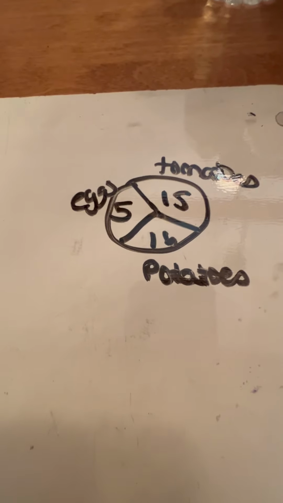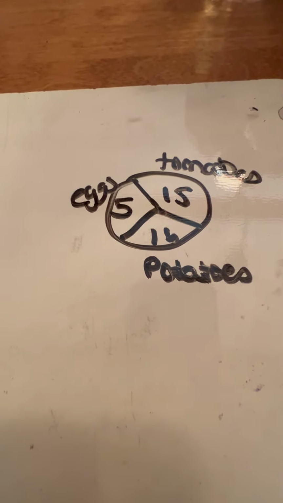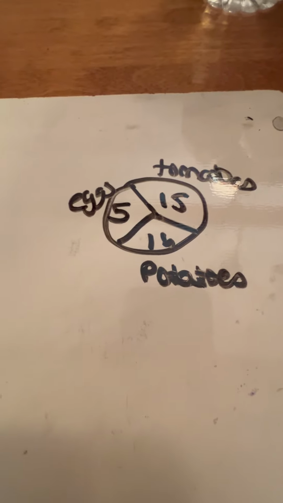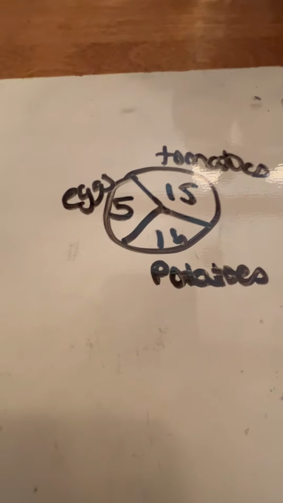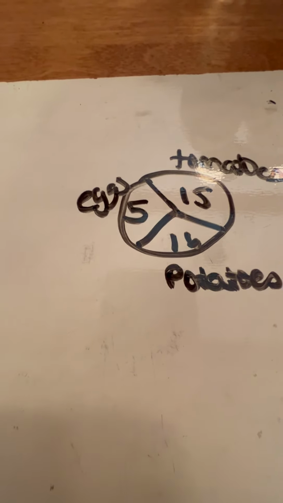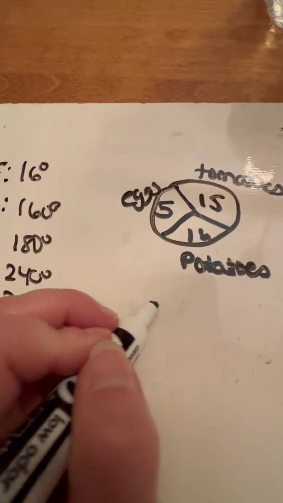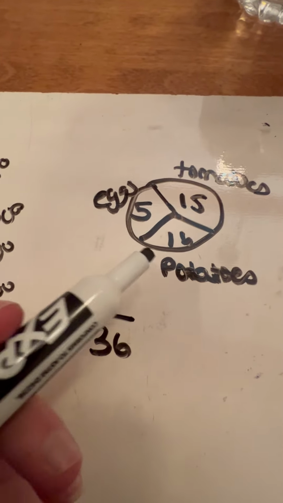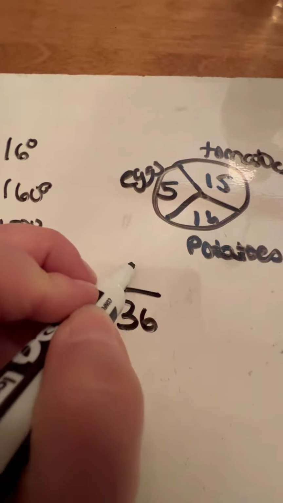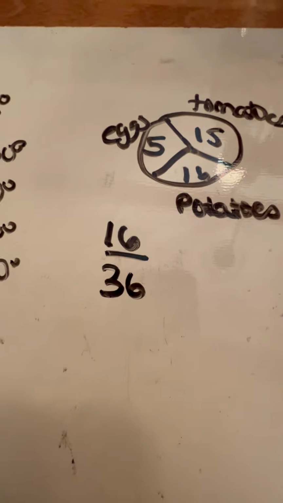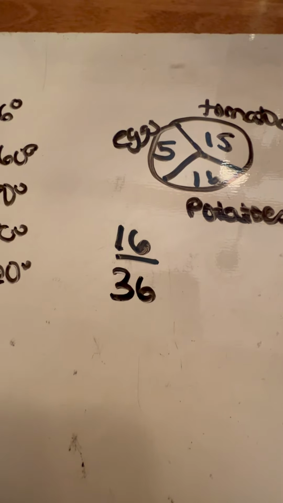So we're asked what would be the central angle of the sector labeled potatoes. What we need to do is find out how many there are all together. If we add all 3 of those values up together, 15 and 5 is 20, plus another 16 is 36 total. So we had 36 total responses, and there are 16 responses for potatoes. Now, we've got 16 out of 36 as far as the response rate goes.